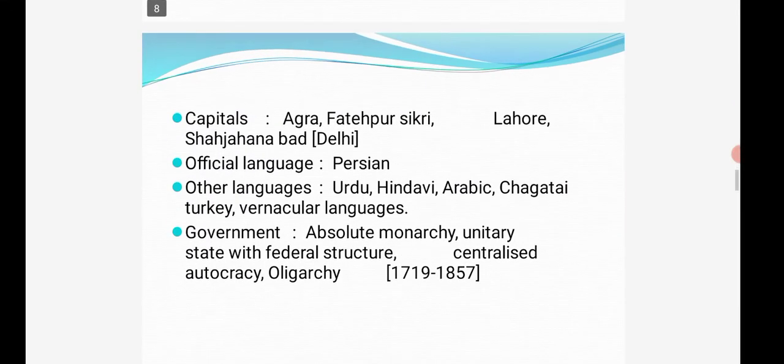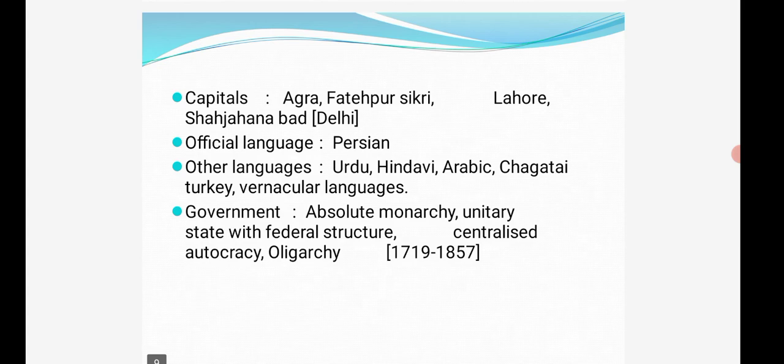Let's move on to the next clipping where we can have a glance at their capitals, official language, and the forms of government they practiced. First of all, capitals. During the Mughal period, they kept on changing their capital city. Among them, the first one, Agra, followed by Fatehpur Sikri, then Lahore, which is in present Pakistan, then Shahjahanabad, the present capital city of India, Delhi.